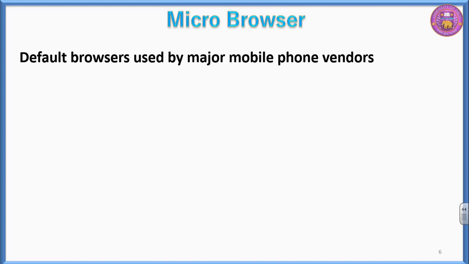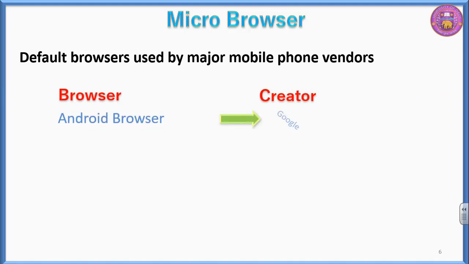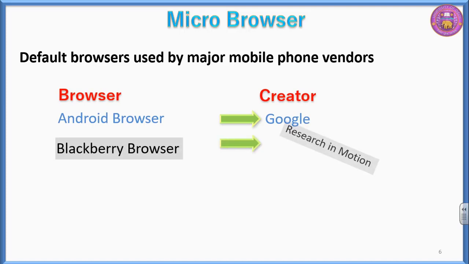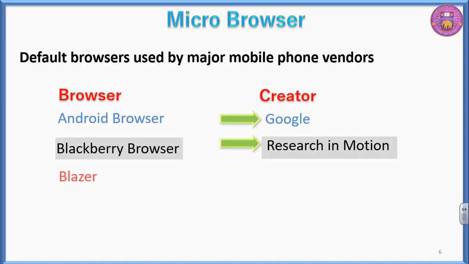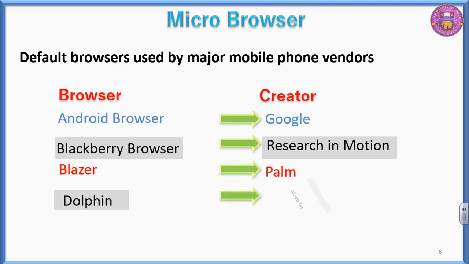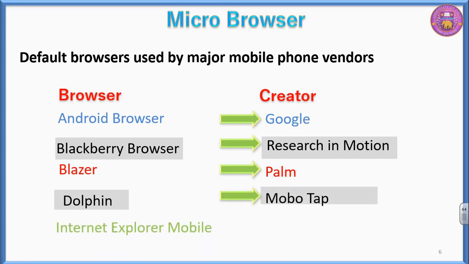Default browsers used by major mobile phone vendors: Android browser is created by Google. BlackBerry browser by Research in Motion. Blazer browser by Palm. Dolphin browser by Mobotap. And Internet Explorer Mobile, it was created by Microsoft Corporation.